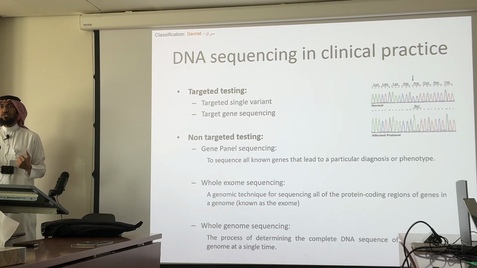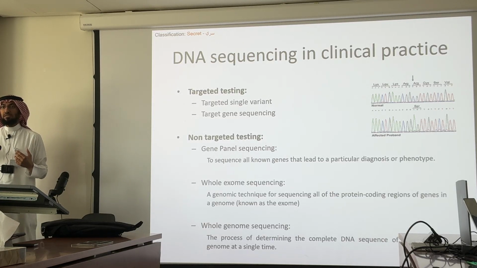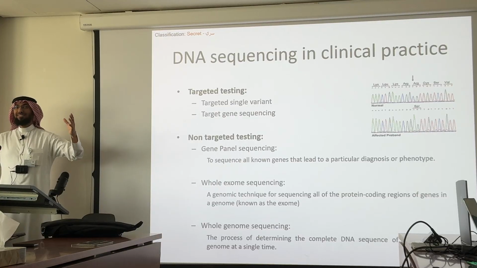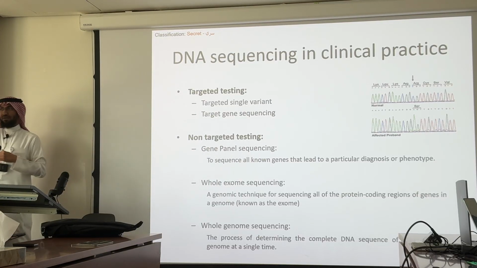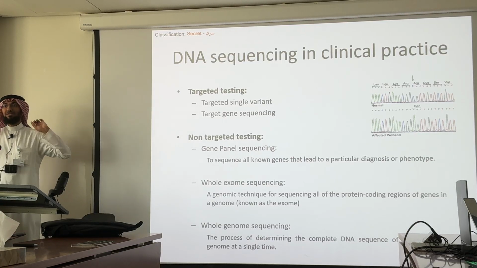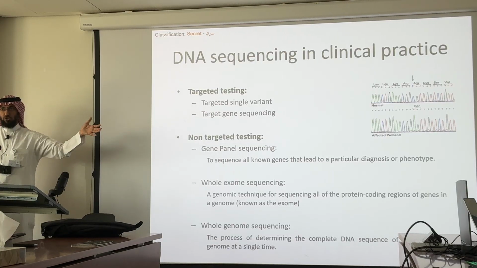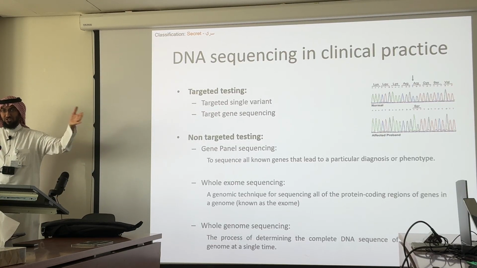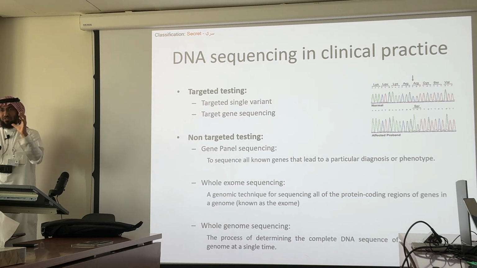Sometimes this is not enough. I know that this patient has a metabolic disease, but I don't know what metabolic disease it is. So there is something known as a panel. A panel contains all the genes responsible for all metabolic diseases. It's shorter than the whole genome. It's part of the genes that are responsible for metabolic diseases together, and you sequence them.